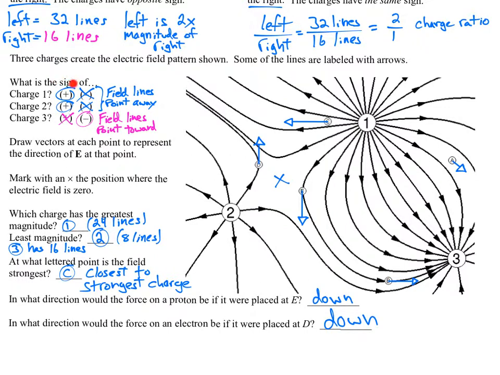Charge 1 is positive, same with charge 2, because charge 1 and charge 2 have field lines pointing away. Charge 3 is negative because it has field lines pointing towards it. Draw vectors at each point to represent the direction of the electric field at that point. We know this is the vectorial electric field because it's a bold E. So at point A, we have a little arrow here going in the direction of the electric field. These arrows are supposed to be tangent to the electric field line.